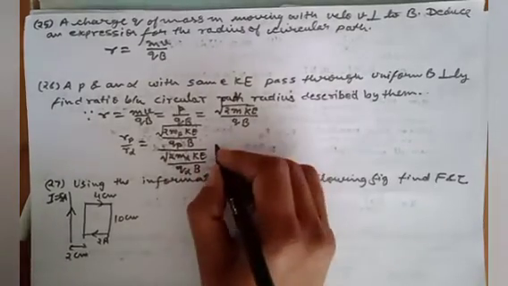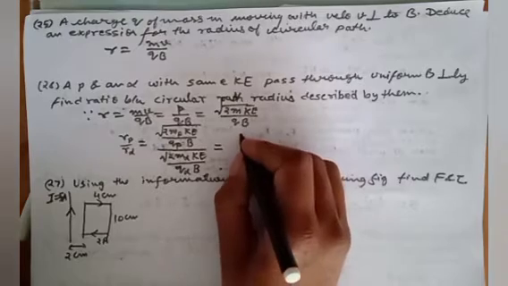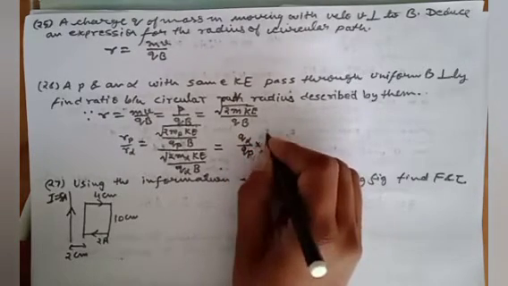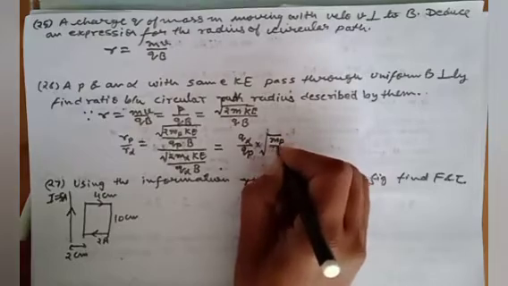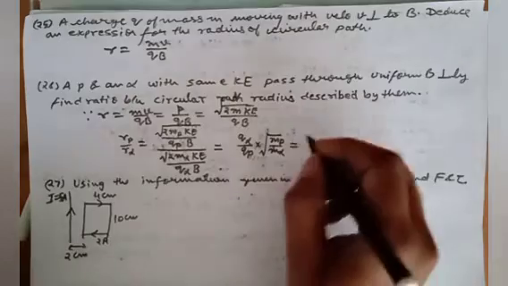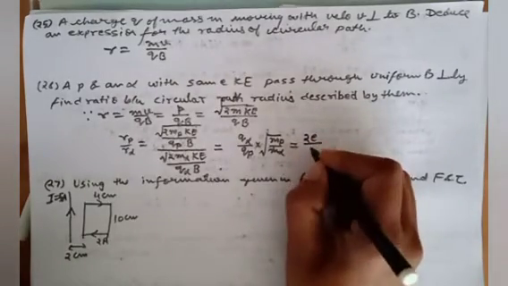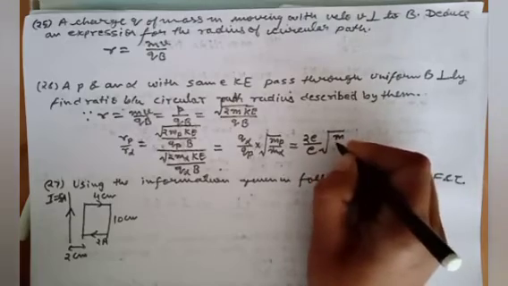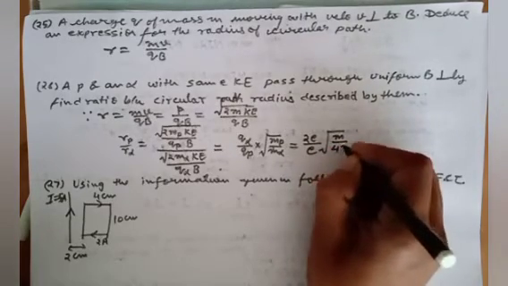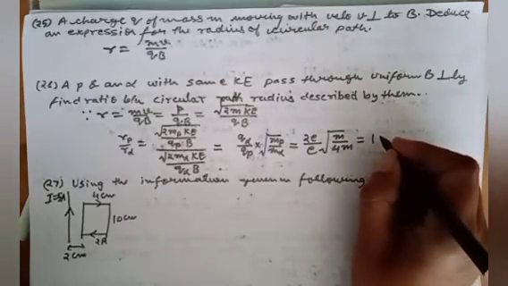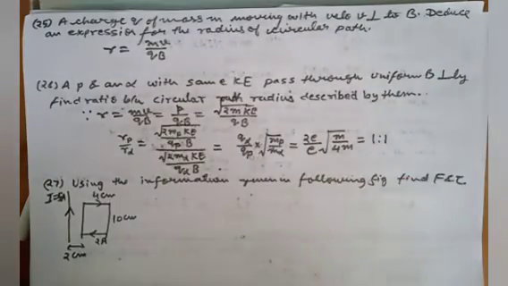So when we simplify this, it will come out to be q alpha by q proton multiplied by root of mass of proton by mass of alpha particle. We know the charge of an alpha particle is 2e and the charge of a proton is e. If we take the mass of the proton as m, the mass of the alpha particle will be 4m. We'll solve it, and it will come out to be 1. How? I'm not going to tell you. So 1:1 is the ratio.